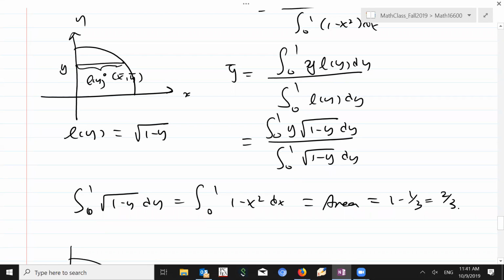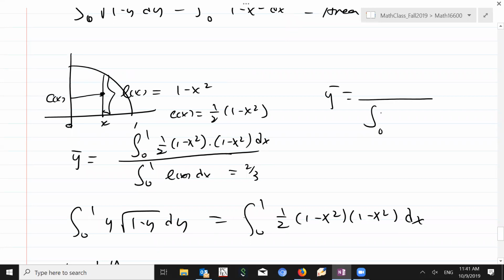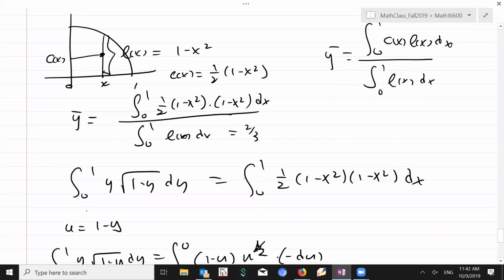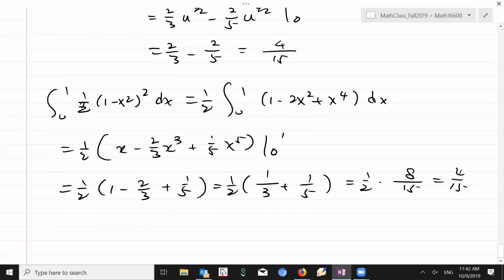Then I also showed you another formula for y bar, using an integral in x, the other one being an integral in x dx. So using that formula, you still use the x variable. The denominator is the same value, 2/3. The numerator looks quite different, right? But I claim that they are the same. Using different formulas, you get the same value for the numerator. So that's a claim. I claim that they are equal. Then I calculate the one on the left hand side. I got 4/15. Then I calculate the integral on the right, and I still get 4/15.